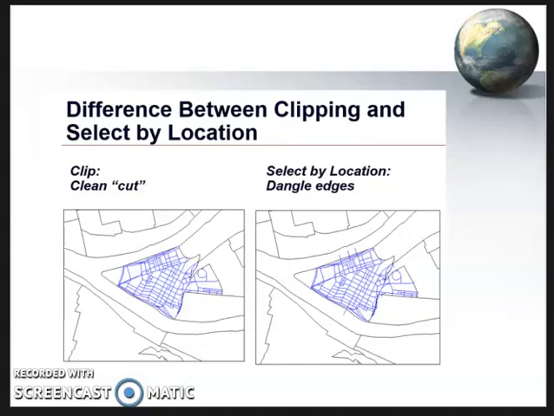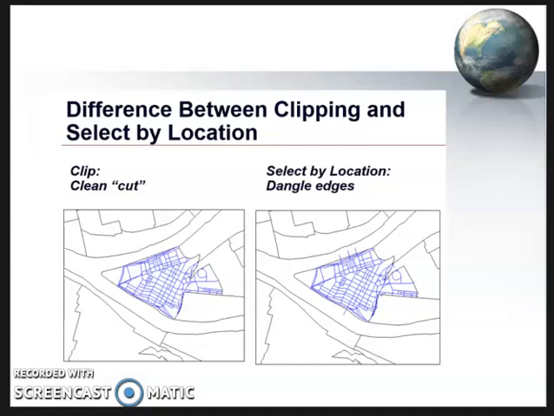So if we're thinking about that prior example of clipping the creeks to the boundary layer, that new output layer is only going to have the features from the creek layer and no features or attributes from the boundary layer. Where you'll have both with the select by location.